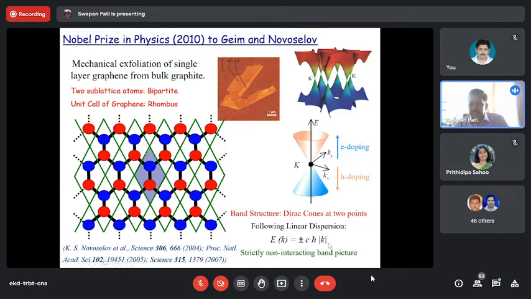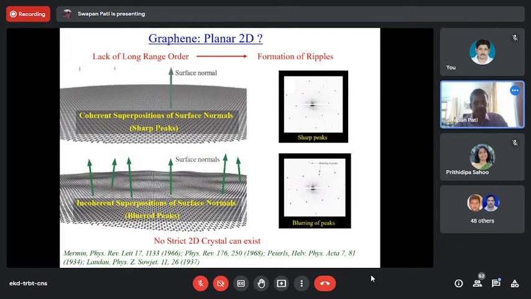In general, you will find that for a free electron it is ħ²k²/2m, but here it is linear in k. This is a strictly non-interacting band picture, because of the way neighboring atoms are there. Each carbon has three bonds, and that produces such a band structure. It's a very interesting, extremely interesting system.